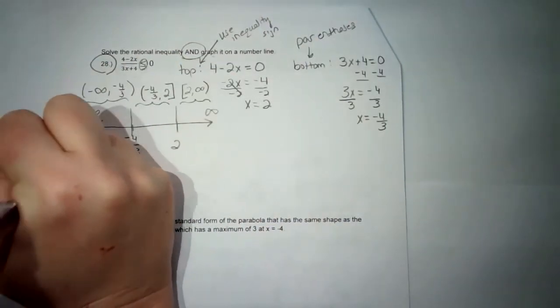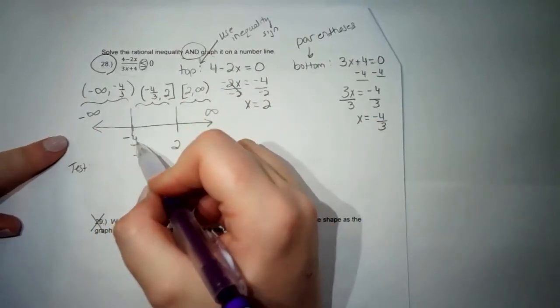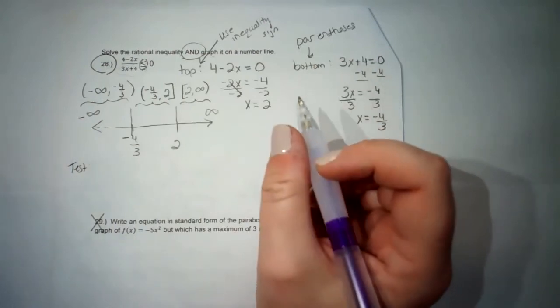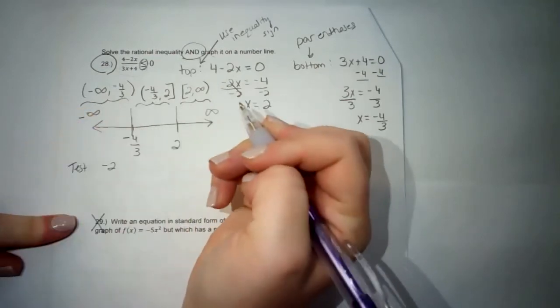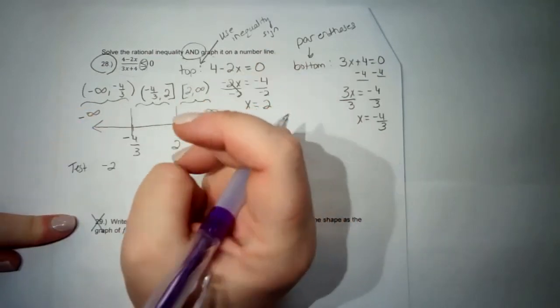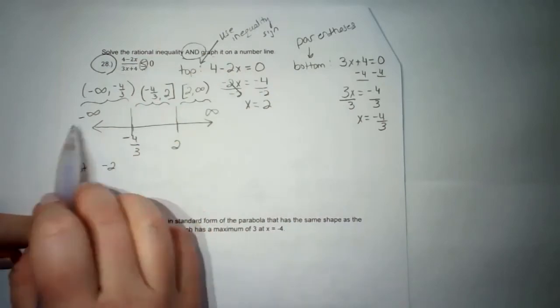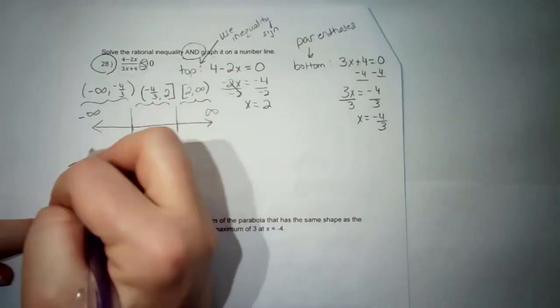Okay, so I need a number between -infinity and -4/3. We want to be careful here. Don't say -1 because that's not in that interval. You could pick -2, -3, -4. You can pick anything you want, but it has to be smaller than -4/3. So I just chose -2. I would say -2. Good.